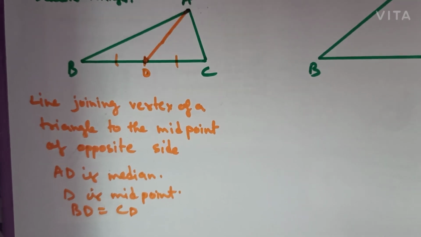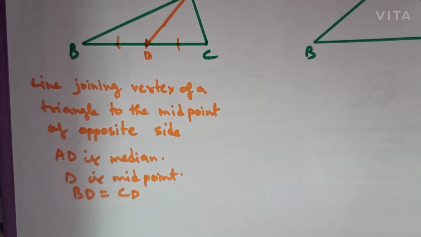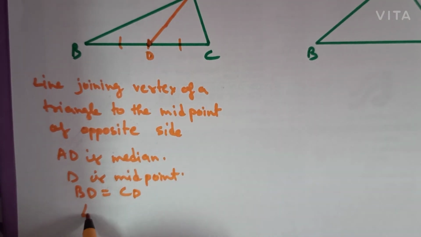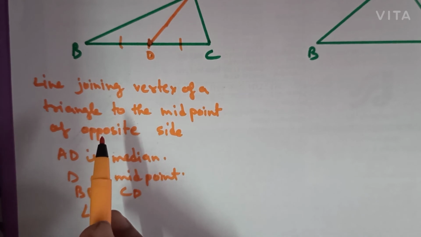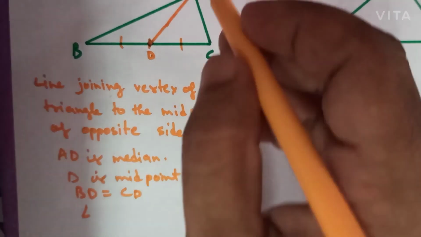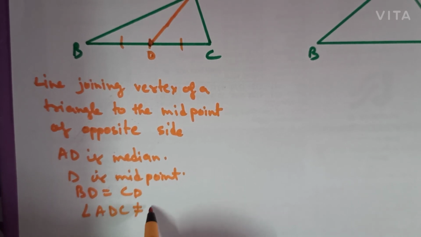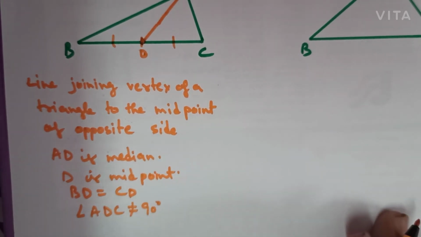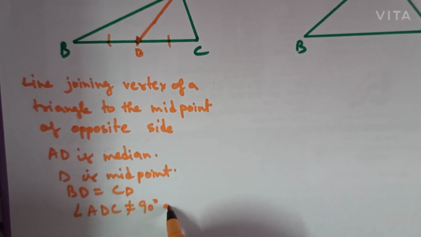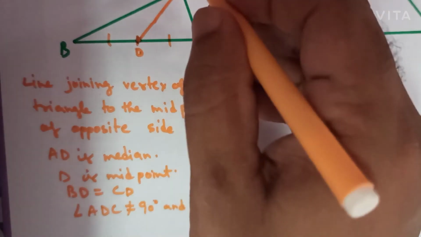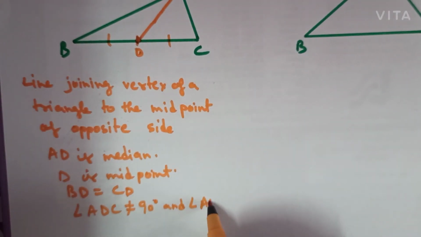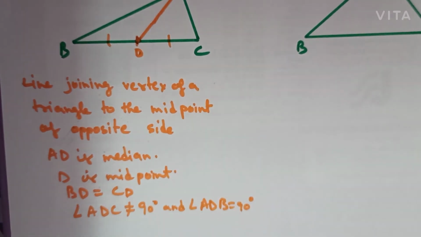And one more important thing to note over here, we are talking about a scalene triangle, then angle ADC is not equal to 90 degrees. Similarly, angle ADB is also not equal to 90 degrees. I hope this point is clear to everybody.